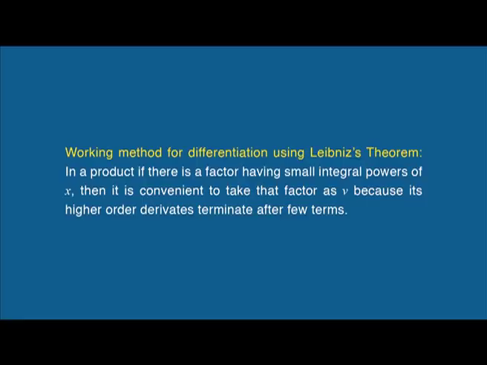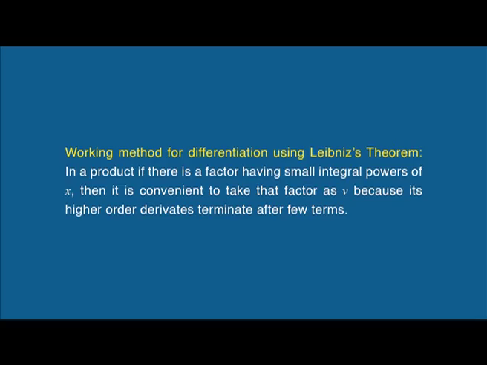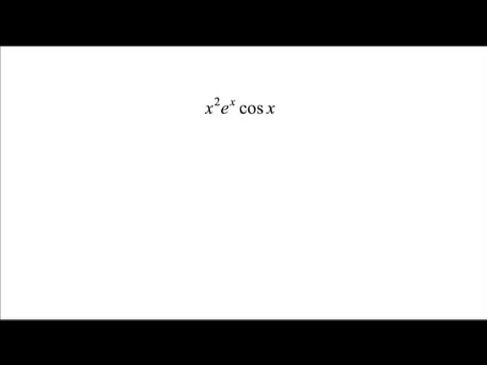Working method for differentiation using Leibniz theorem. In a product, if there is a factor having small integral powers of x, then it is convenient to take that factor as u because its higher order derivatives terminate after a few terms. This is illustrated below. As another example, we find the nth derivative of x square into e power x into cos x.